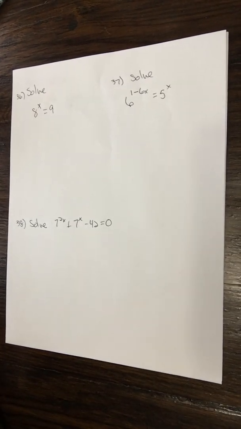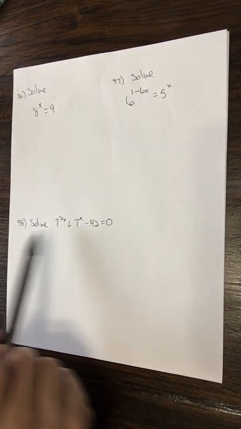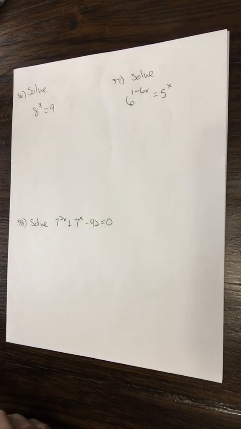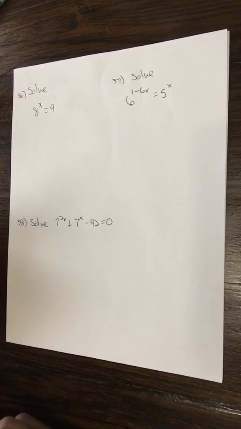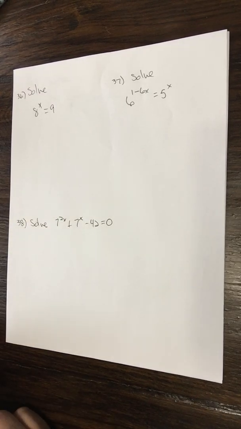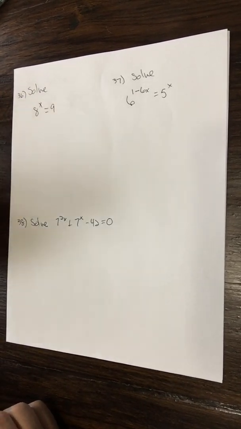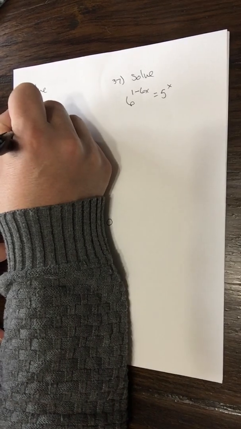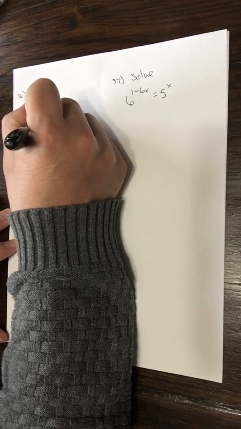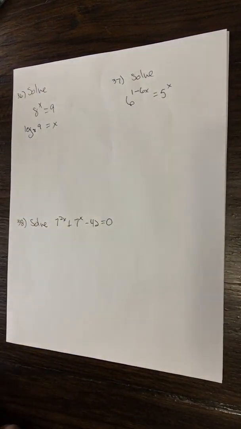Now right away, you should notice there's no log anywhere on this page. We're not solving logarithmic equations, we're solving exponential equations. Probably got to use logs to do that, but that's how it goes. So you could either look at this and go, I'm going to rewrite that. The base of a logarithm is 8, and the other two switch places. It'll look like this: log base 8 of 9 equals x.